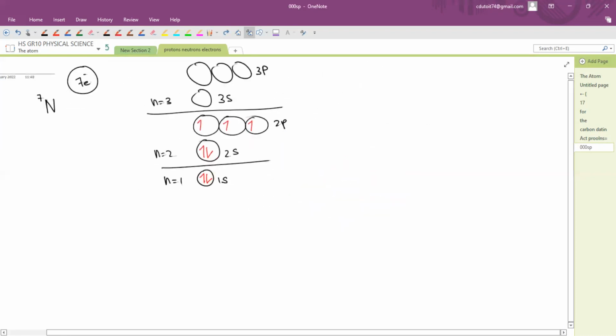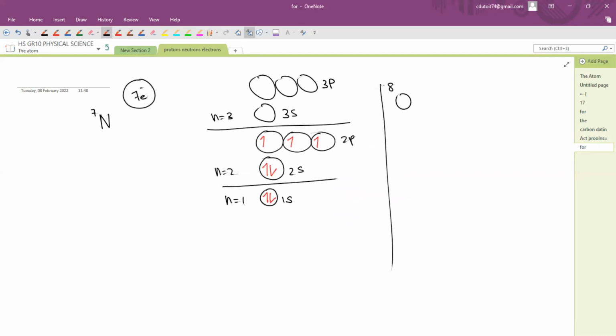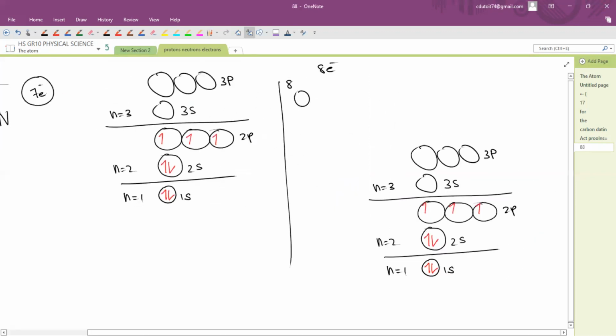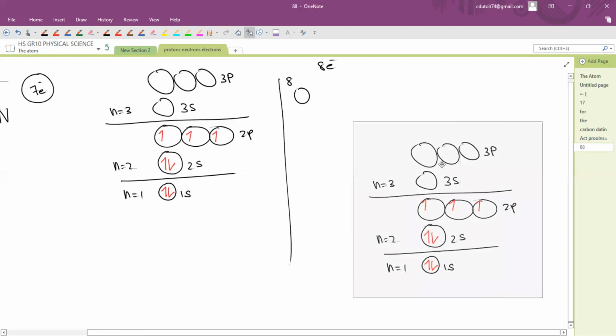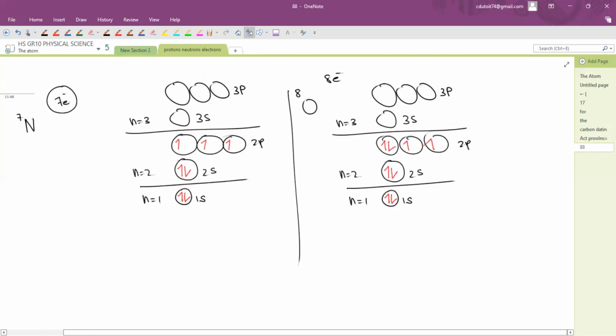So look at the difference between nitrogen and, what? Oxygen. Oxygen is number 8. So we have 8 electrons. So this Aufbau diagram is going to look exactly the same, but I'm just going to add 8 electrons. So let's just fill those last orbitals again. There's 3 orbitals. So I've got 4 electrons, 5, 6, 7, and then that one is 8. So there's oxygen with its 8 electrons.